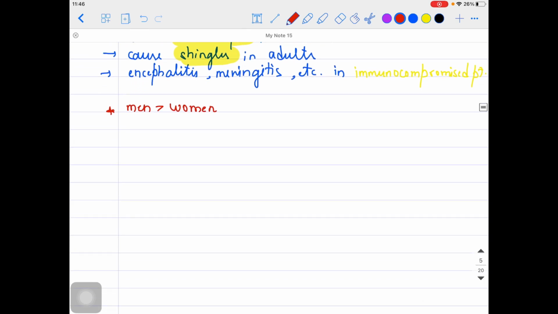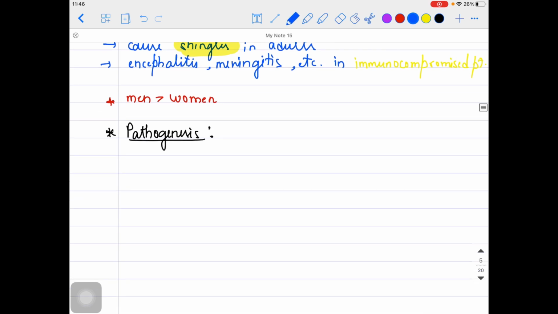Now, if you talk about the pathogenesis, a very important part. So first of all, there is a virus. This virus will infect the cell present over there. What is this cell? This is the T cell, right? Once it affects the T cell, your T cells will have this virus, and this virus may persist in your body.